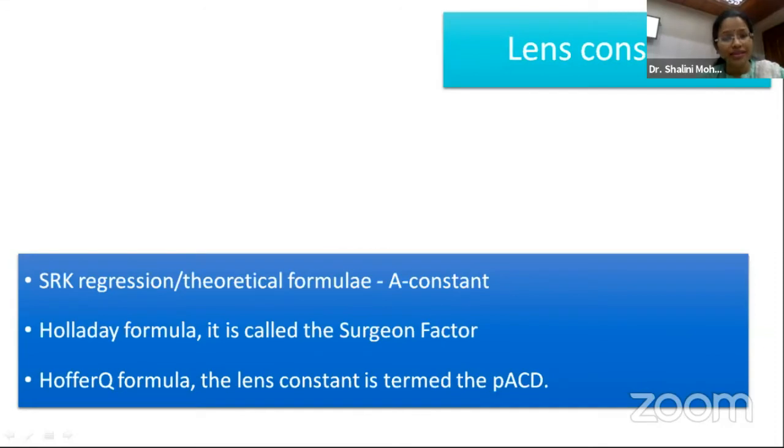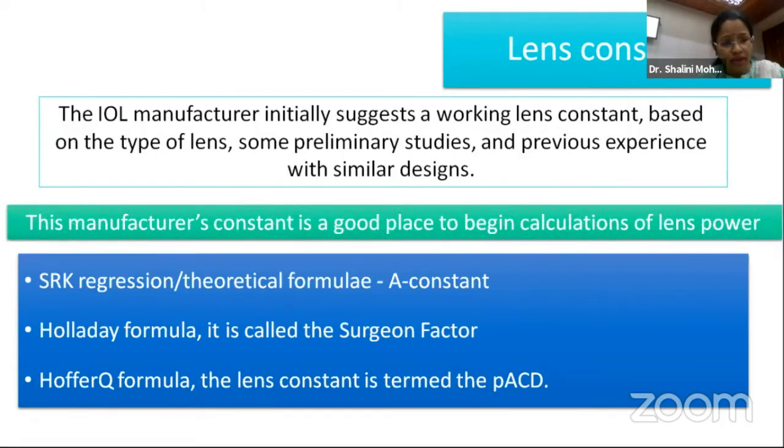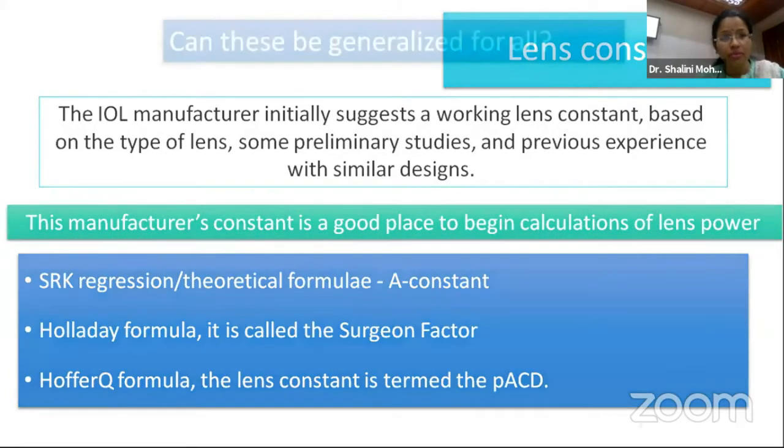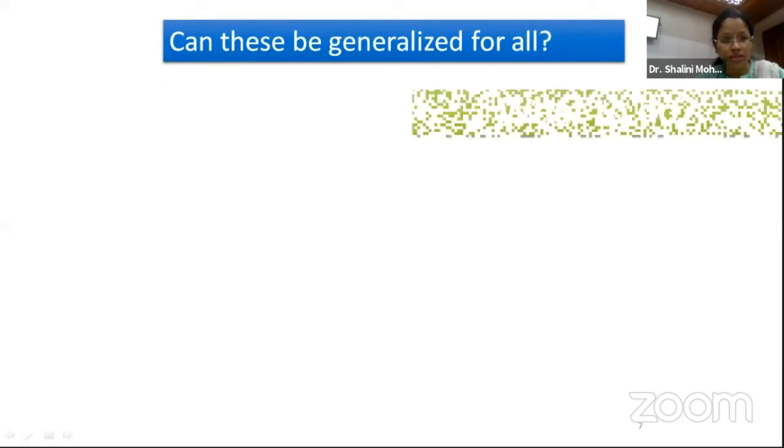Now, when we talk of various lens constants which are available with various formulas, like for SRK regression, we have the A constant. In Holladay, we have the surgeon's factor. In Hoffer Q, we have PACD. So the IOL manufacturers suggest a working lens constant based on the type of lens, some studies, and whatever experience previous researchers had. It is a good idea to start with that. But the problem is, can these be generalized for all? Obviously not, because all eyes are not the same and all surgeons are not the same.